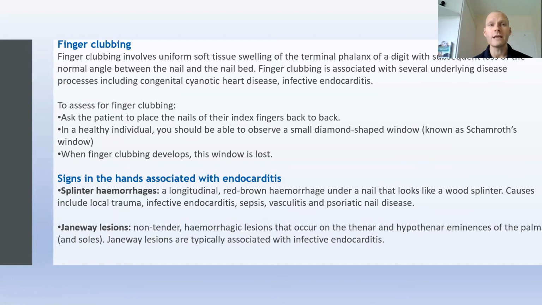And again, looking at things like finger clubbing, we can have a little look to see whether the patient has any changes in the nail beds. We can get them to do this, getting the fingernails next to each other to see if there are any signs of finger clubbing, looking for signs of splinter hemorrhaging, Janeway's lesions, anything that may indicate that this person has some form of underlying health issue.